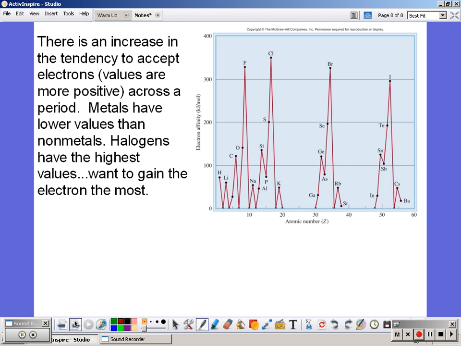There's an increase in the tendency to accept electrons, so the values are more positive across the period. So as you go from left to right, electron affinity increases. Metals tend to have lower values than nonmetals, and halogens have the highest value. They want to gain the electron the most. The noble gases actually have a value of 0. So that's why on the graph here we have some zeros, and that's our noble gases. They don't want to gain electrons at all. Our fluorines, again, our halogens, have the highest in each row.